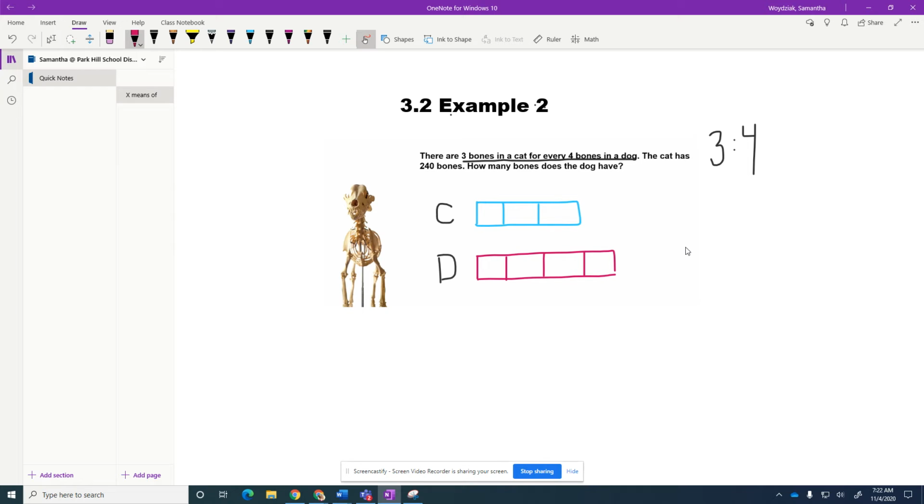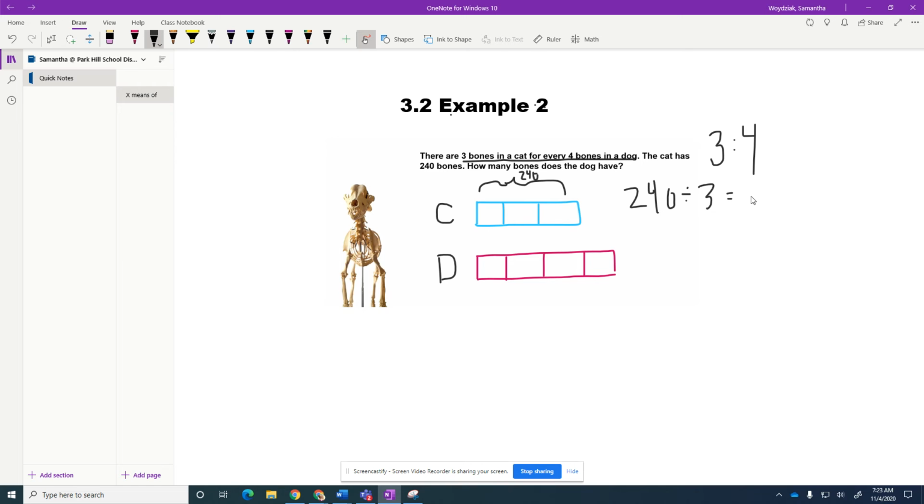Now it's time to use this tape diagram to help us answer the question. It says the cat has 240 bones. How many bones does the dog have? What that means is all 3 of these pieces added together right here, all of these together would equal 240. And we do know that with tape diagrams, every piece is equal. So what we can do to figure out how much each piece is worth is we can take 240 and divide it by 3. And that's going to tell us how much each piece of this tape diagram is worth.